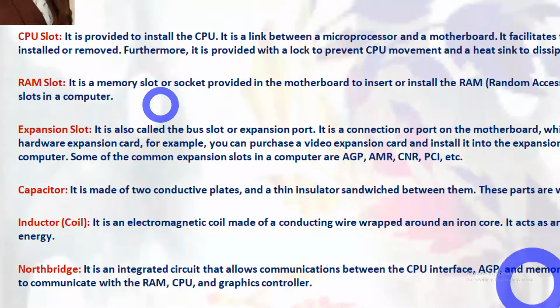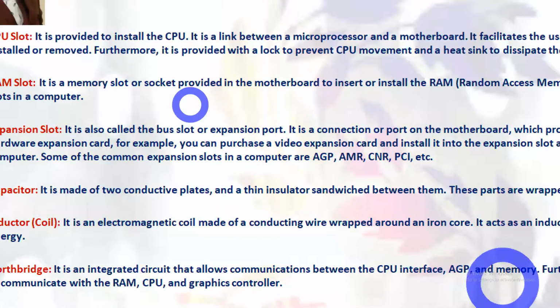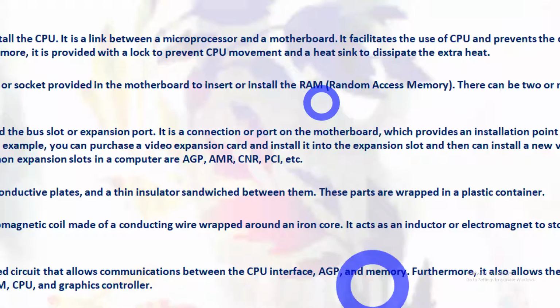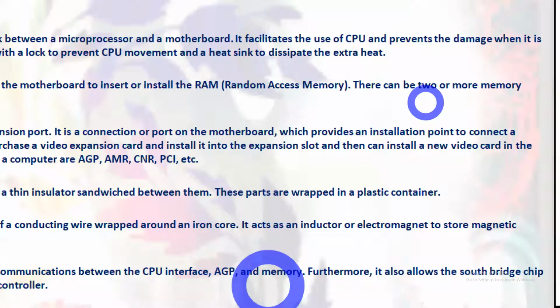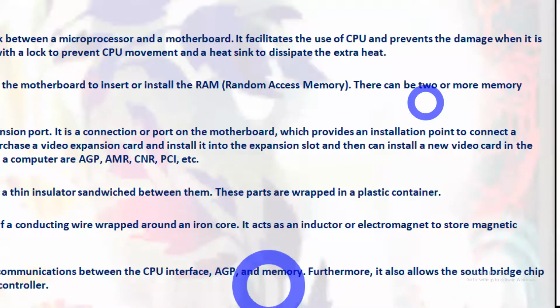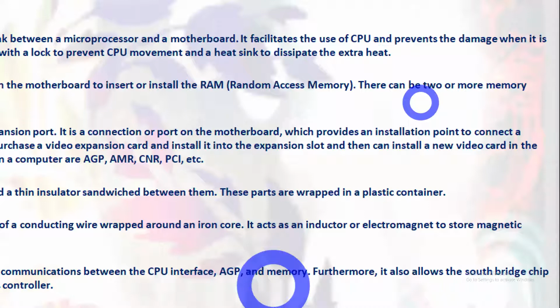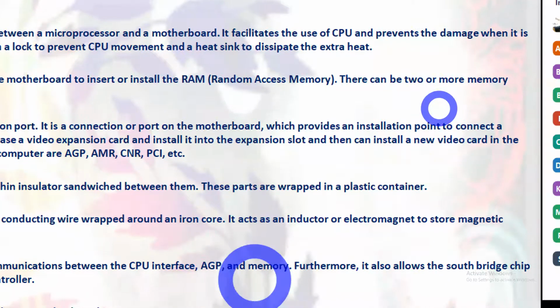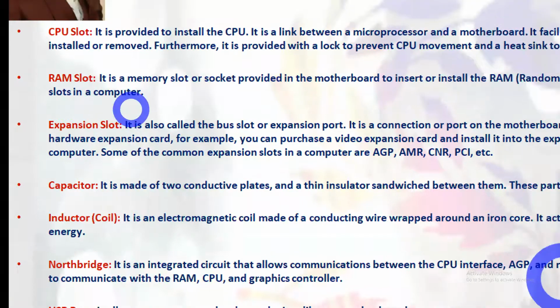RAM slot, random access memory. It is a memory slot or socket provided in the motherboard to insert or install the RAM chips. We discussed 2 GB RAM, 1 GB RAM, 4 GB RAM, 8 GB RAM. Based on the motherboard capacity, we can place the type of RAM. It comes in different configurations. All motherboards are not the same. Some gaming motherboards have different capacities, and there are general usage and office user motherboards. Based on the type of motherboard, we can place the RAM chips. There can be two or more memory slots in a computer.